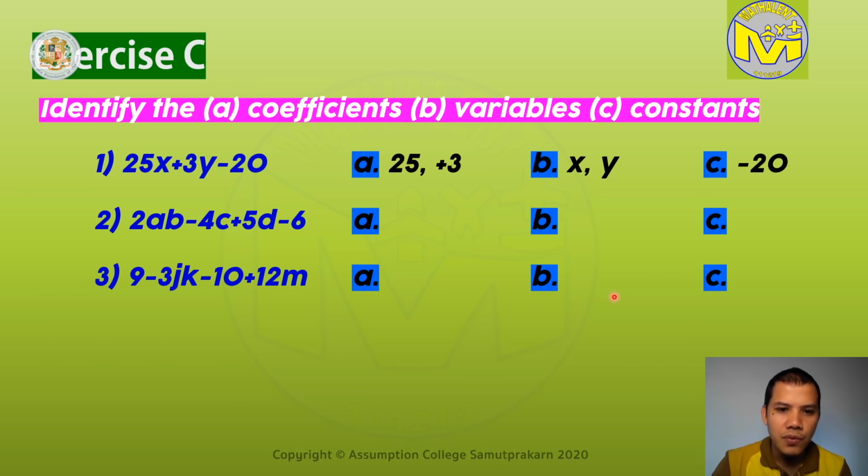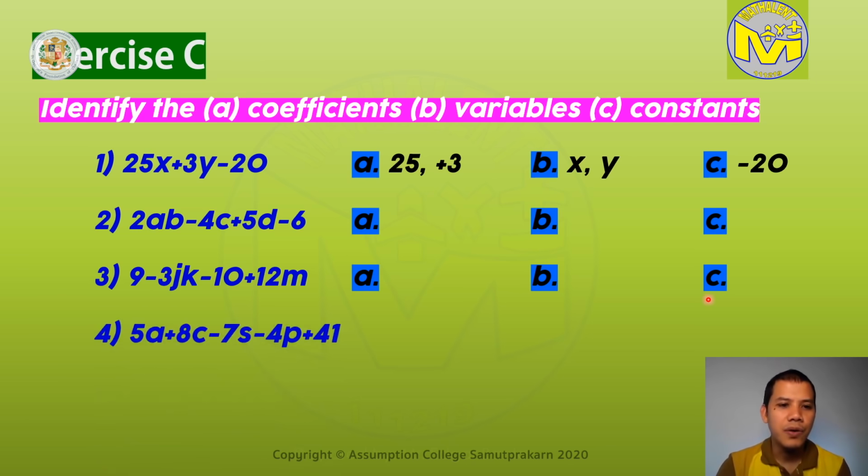Okay, so what are the answers in letter A? Coefficients are minus 3 and plus 12. Variables are J, K, and M. What are the constants? We have 9 and minus 10. Good job.